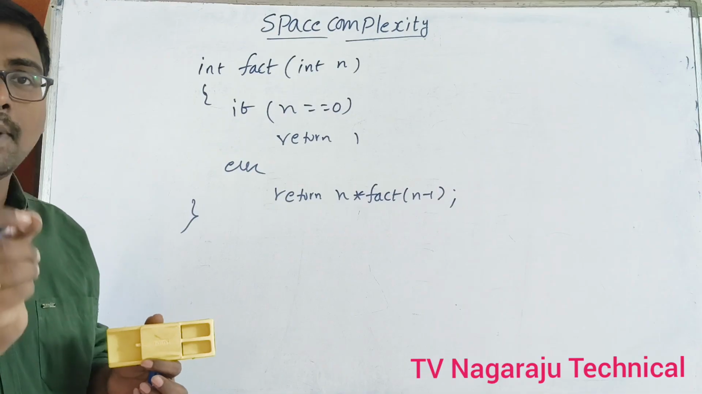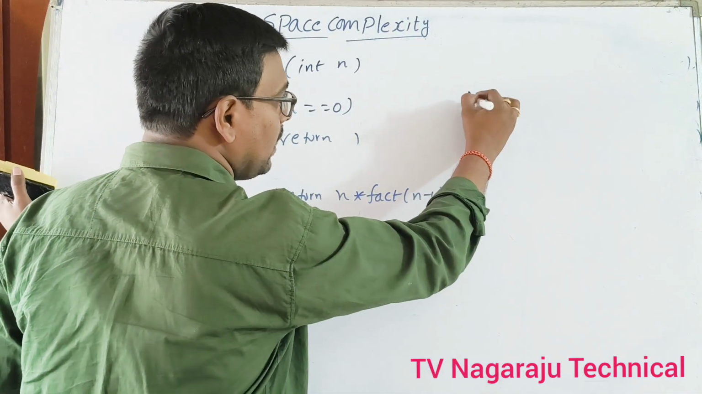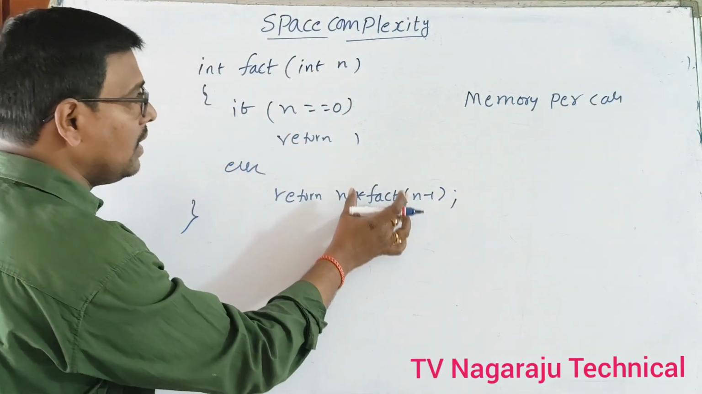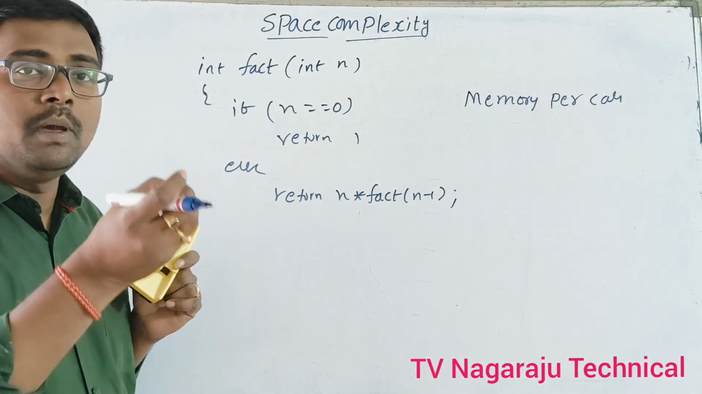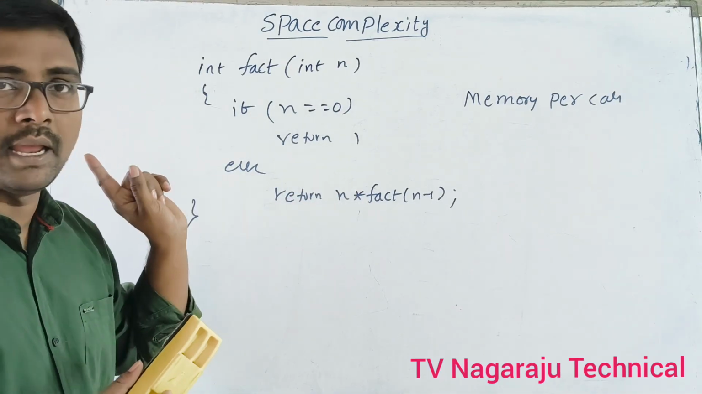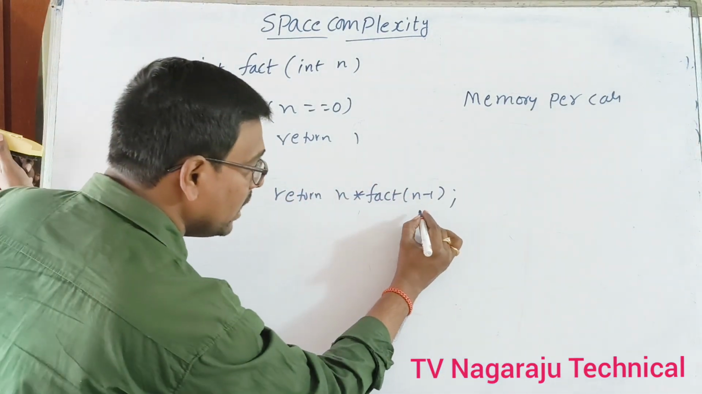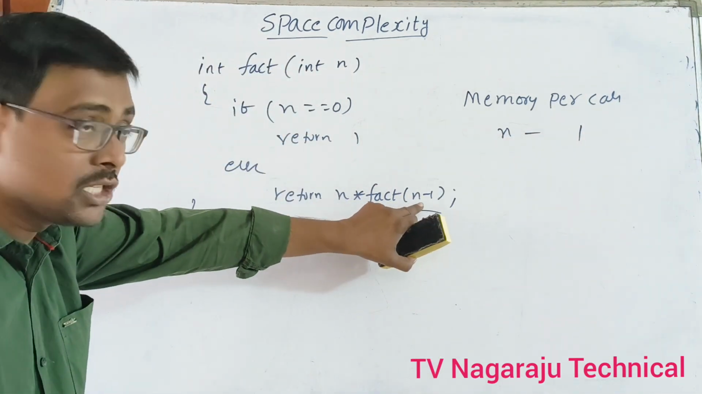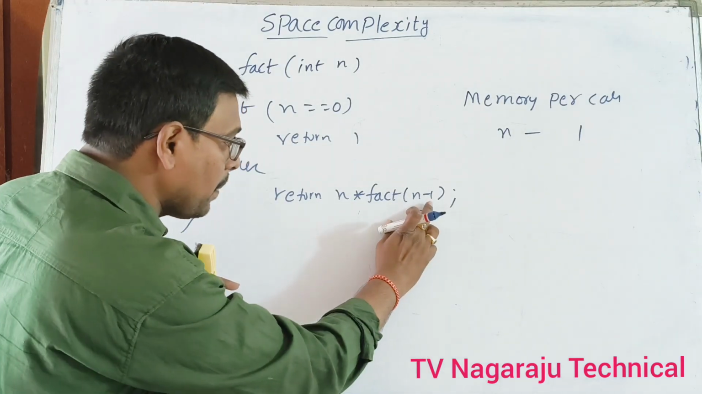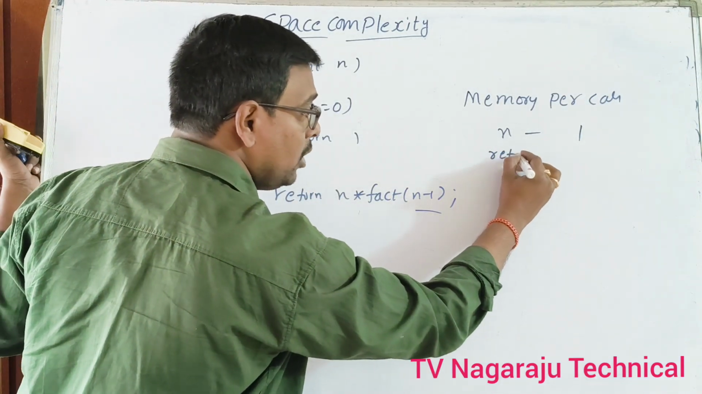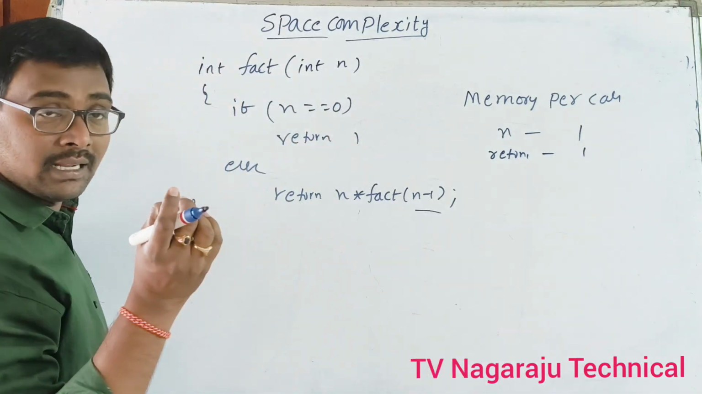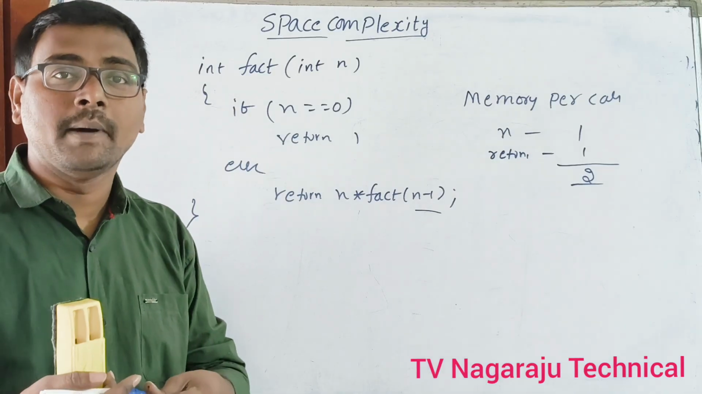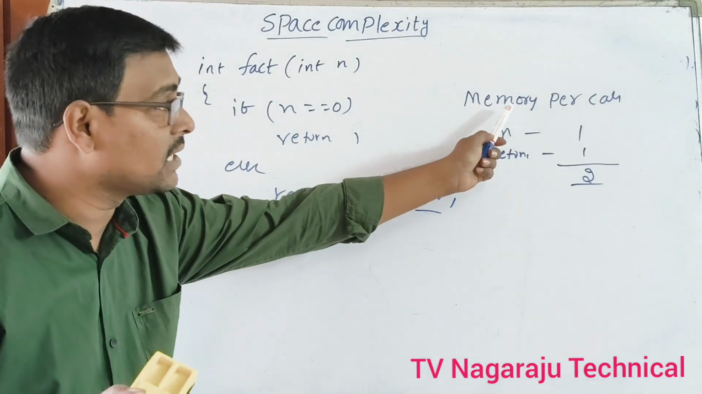Now, how many memory locations are needed per call? That is, we are calling the function recursively. How many units of memory are required per call? In each recursive call, I need 1 unit of memory for parameter n and 1 unit of memory for the return address. So it needs 2 units of memory, that is 2 memory locations per each recursive call.